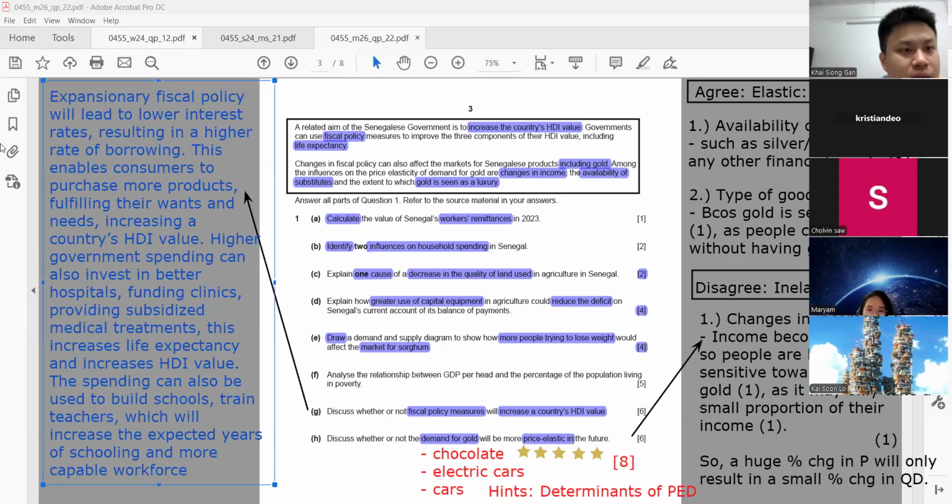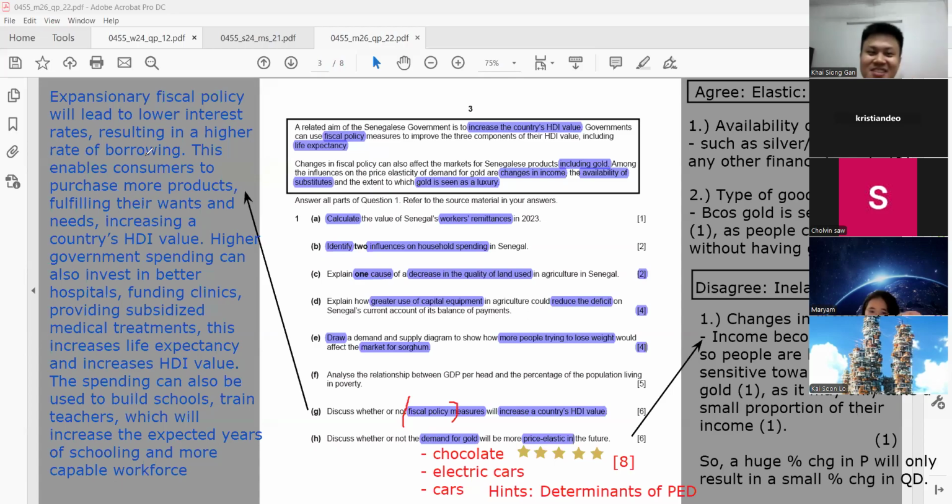Okay, so next one. Just now, discuss whether or not fiscal policy measure will increase the country HDI value. Okay, let's see. First one. When you want to answer this question, they ask about fiscal policy, right? Okay, relate to expansionary. This is very smart. But then, why suddenly lower interest rate coming out? Hey, how come suddenly lower interest rate? Why suddenly lower interest rate here?